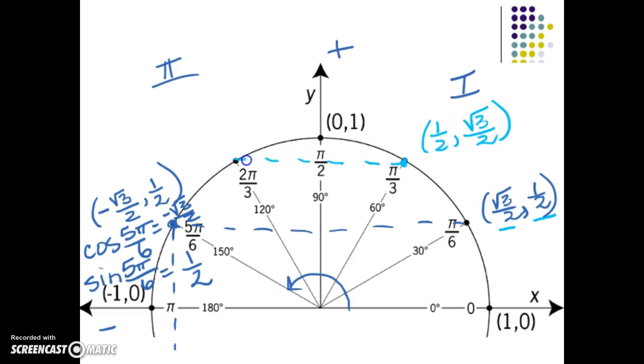If we reflect this over the y-axis, we're now at an angle measure of 2 pi over 3. There's 2 pi over 3. But we know the coordinates of these points. It's the same x distance, but now we're on the negative end of the x-axis.